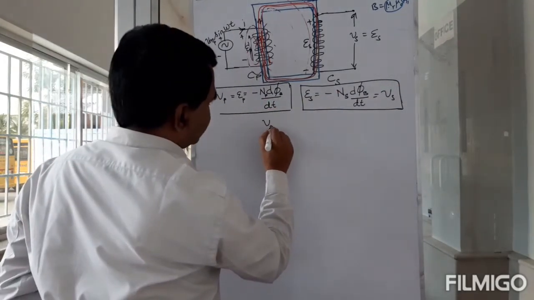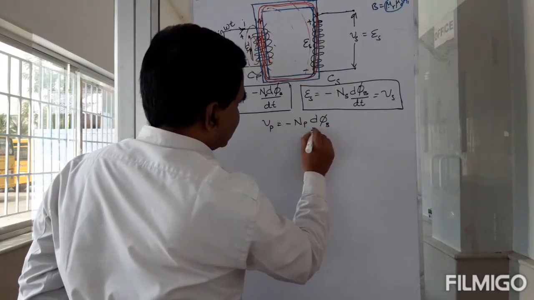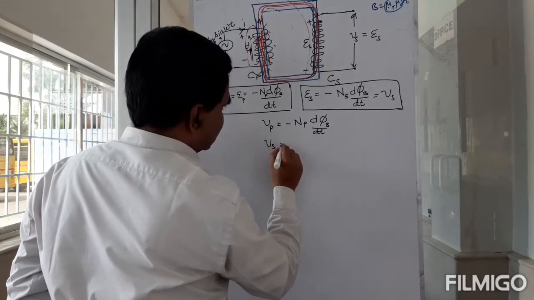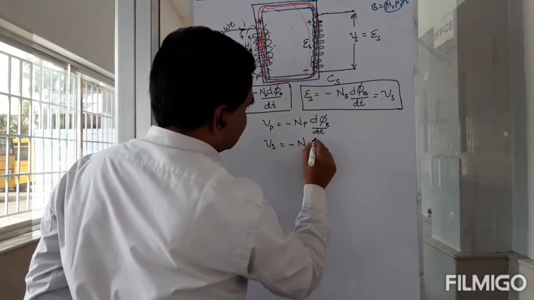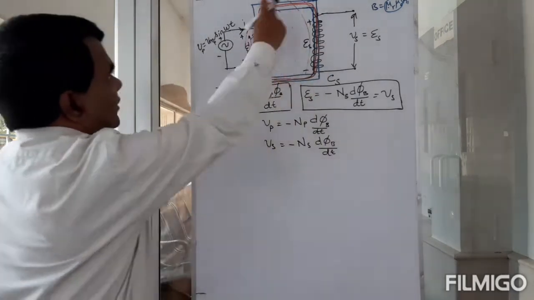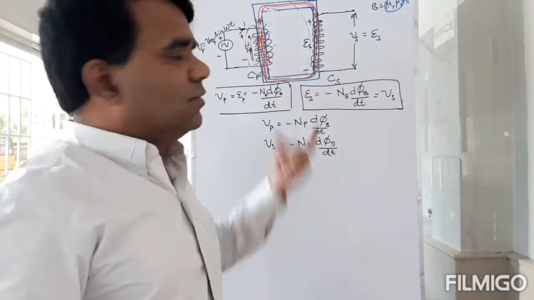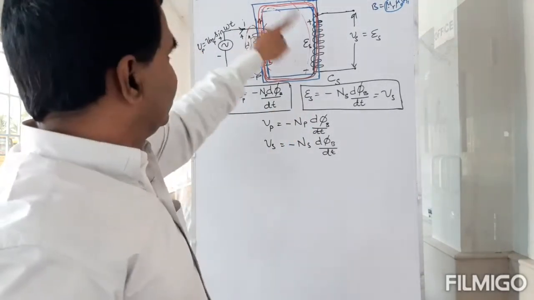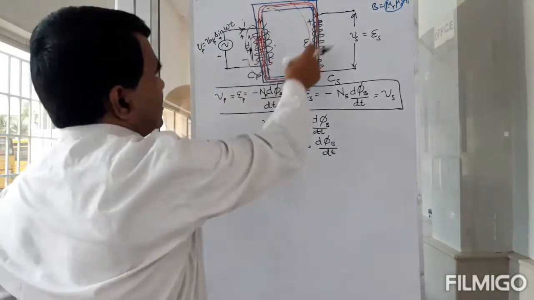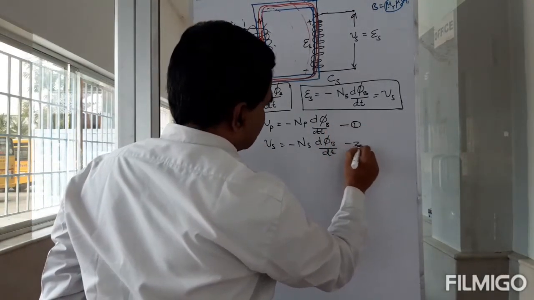So Vp is equal to minus Np d phi b by dt, and Vs is equal to minus Ns d phi b by dt, because we provided this for almost all of the flux to go through. There will be very little flux leakage if we provide a core like that. So the purpose of the core is that basically you are providing a path for the flux to go through. Okay, so this is my first equation, the second equation.